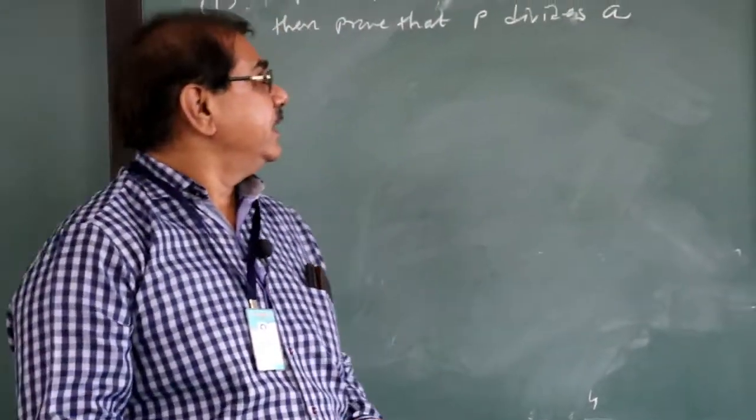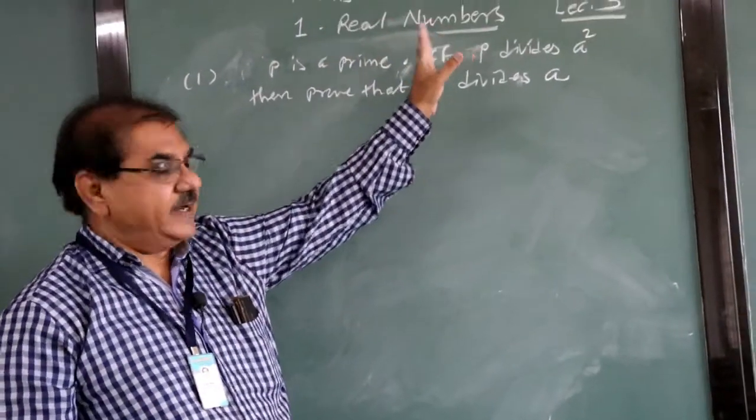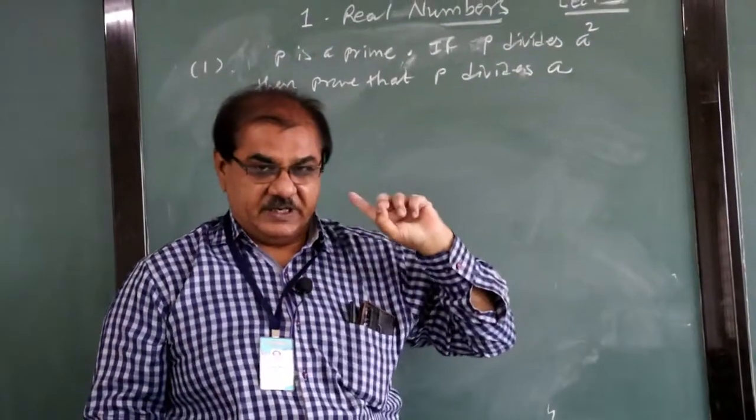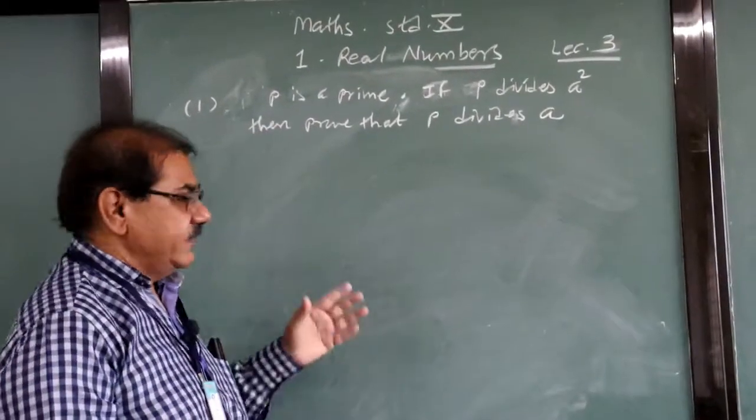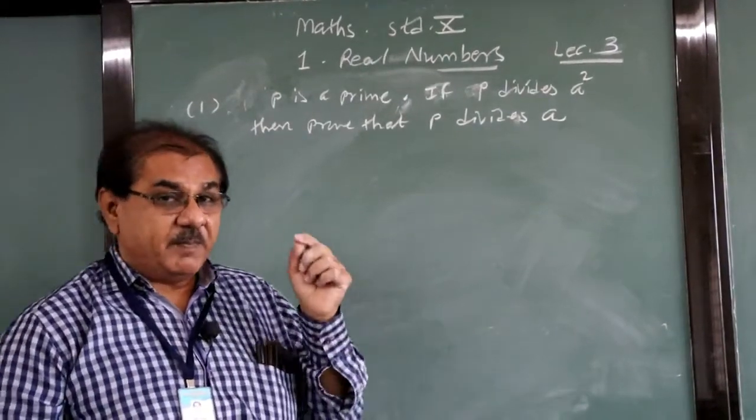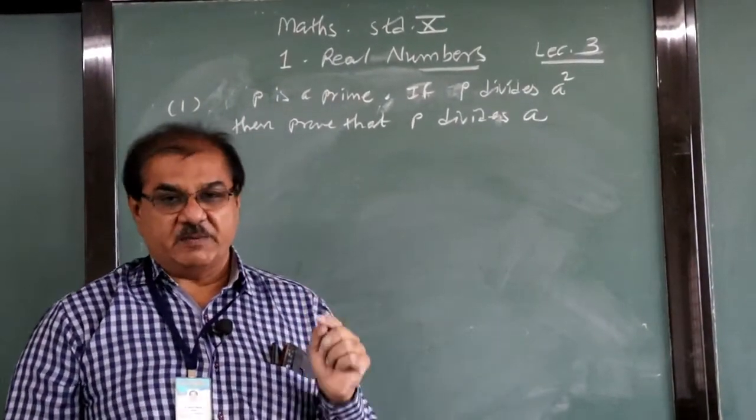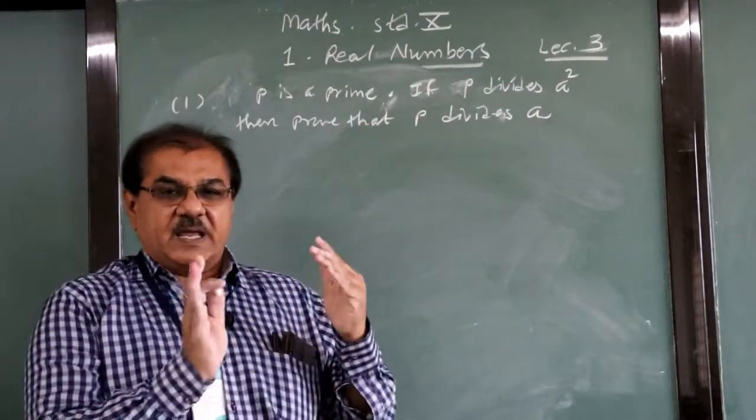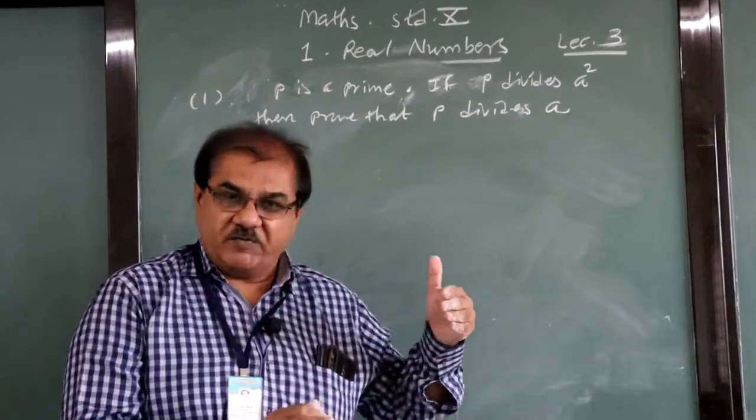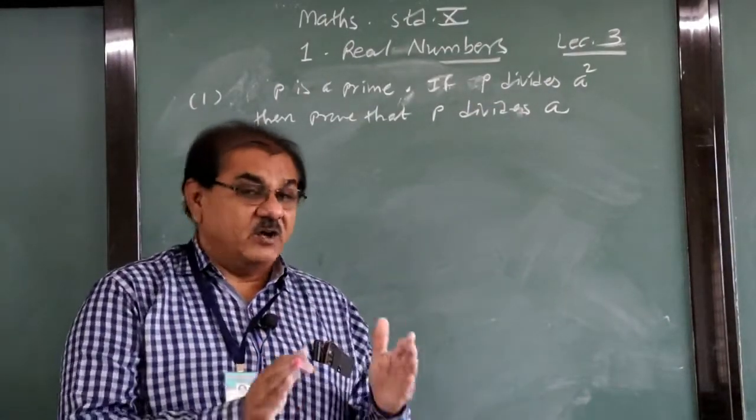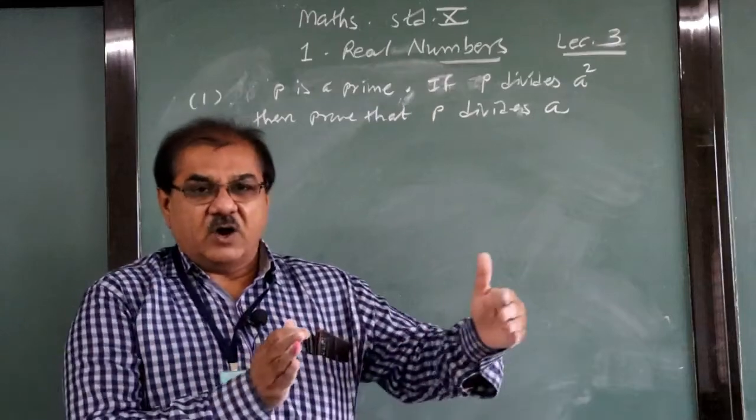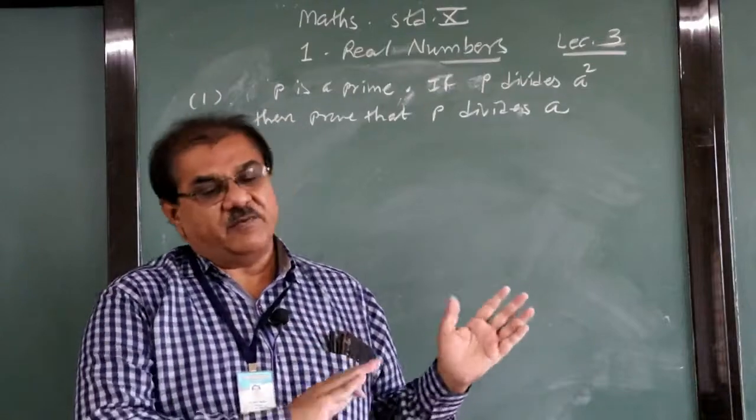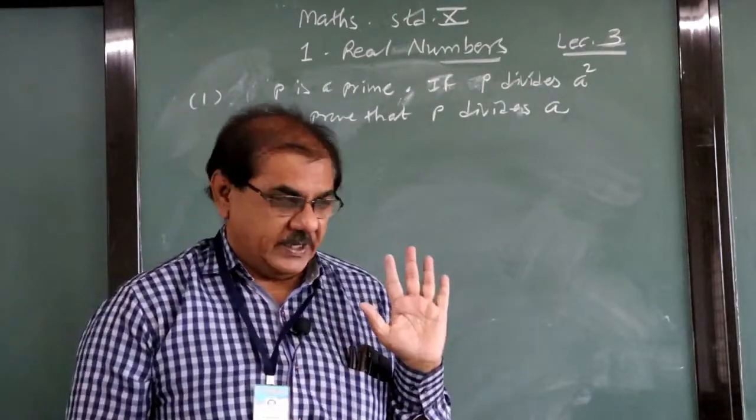Hi friends, now in Maths Standard 10 chapter number 1, real numbers, I am taking lecture number 3. In the previous lesson we studied theorem number 1.2, that is the fundamental theorem of arithmetic, and in that we studied that every composite number can be expressed as the product of prime numbers. The factorization is always unique if the order is considered, that is if we take the order in ascending, then for everybody the factorization is unique.